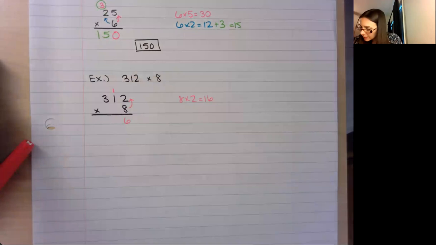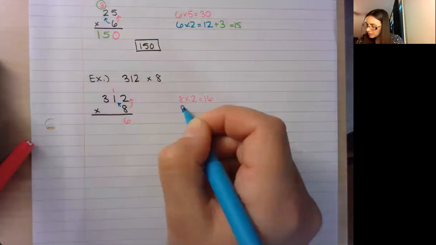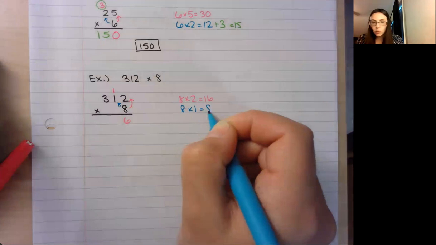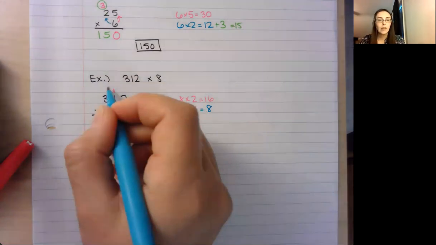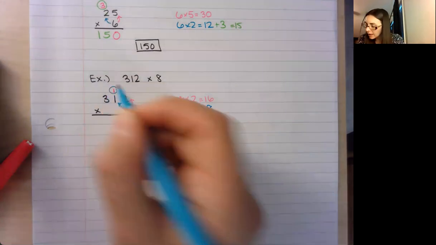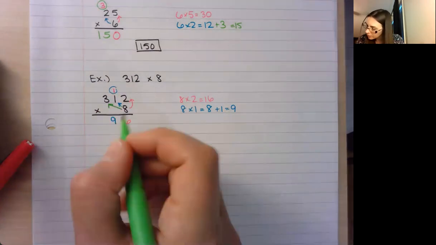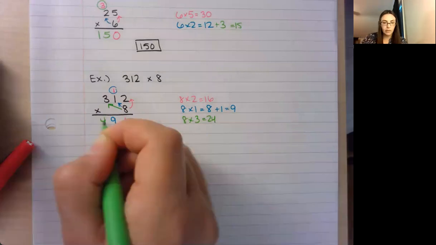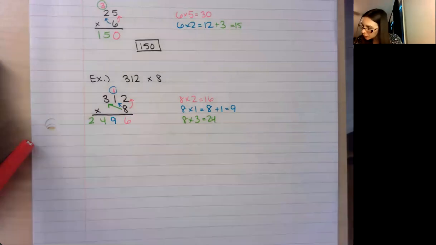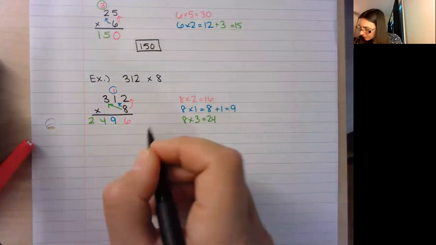Next, we're going to do 8 times 1, which is 8. But don't forget you have that extra 1 up top here, so you do have to add that 1 in, and we get 9. And then finally, we do 8 times 3, which is 24. And nothing left to carry, so I just write the full 24 down. So my answer here is 2,496.